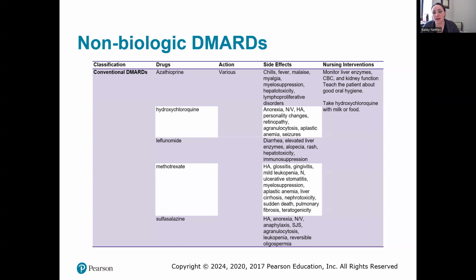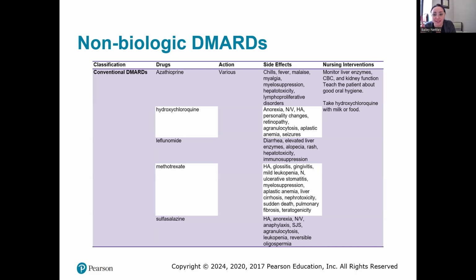Okay. And then we have sulfasalazine. So this one, again, headache, anorexia, nausea, vomiting, anaphylaxis, Stevens-Johnson syndrome, agranulocytosis, leukopenia, and then reversible oligospermia, which is a reduced sperm count. That means it'll stop after you stop taking the medicine and the sperm count will come back up, but it could lead to infertility, especially if you're trying to get pregnant, or trying to impregnate somebody.